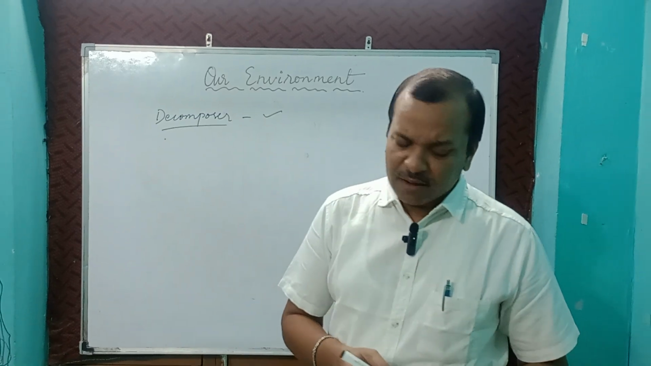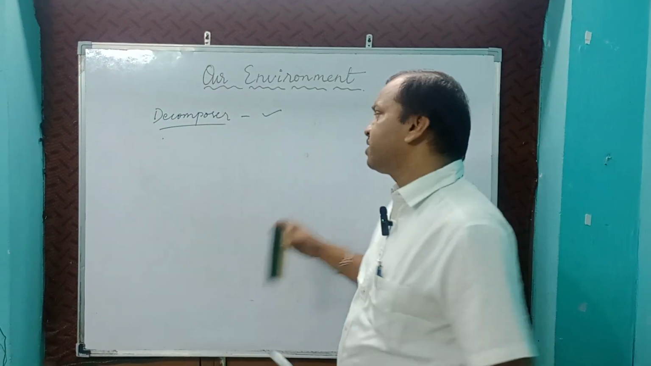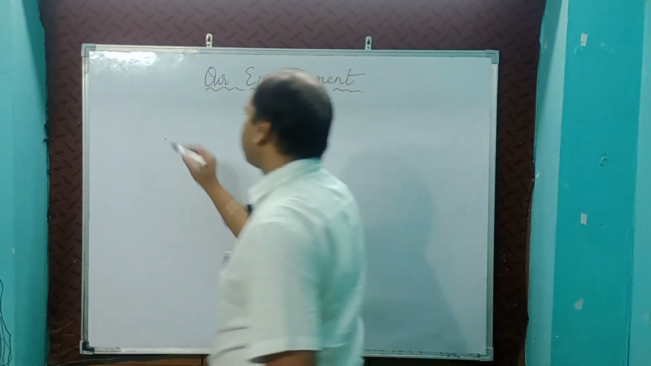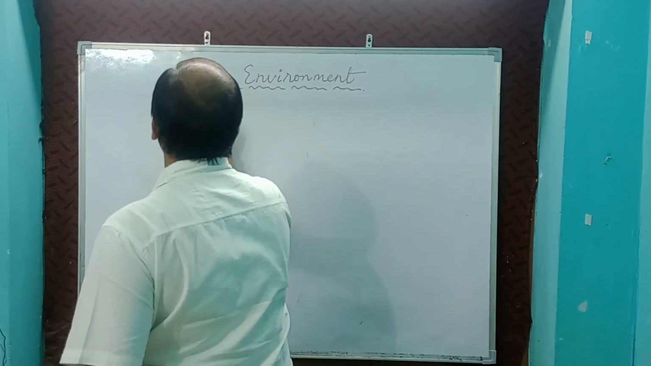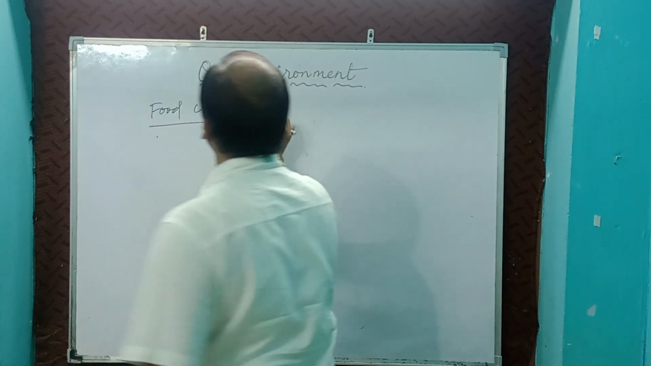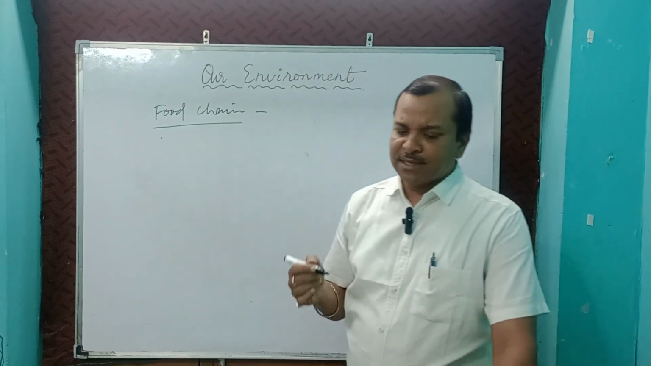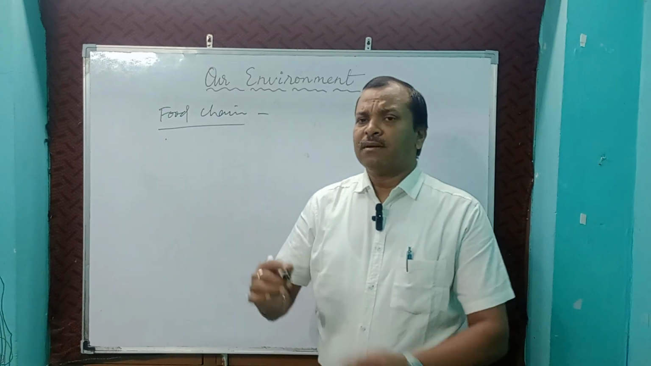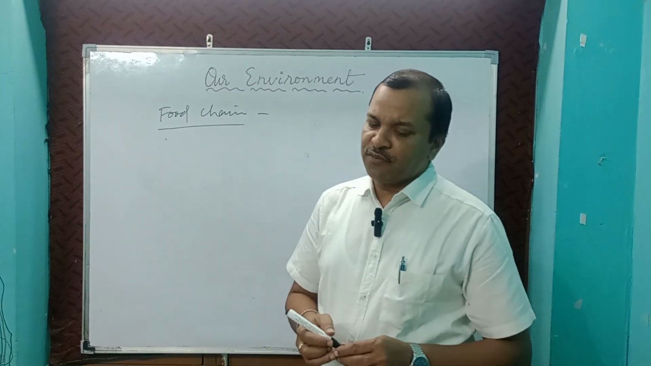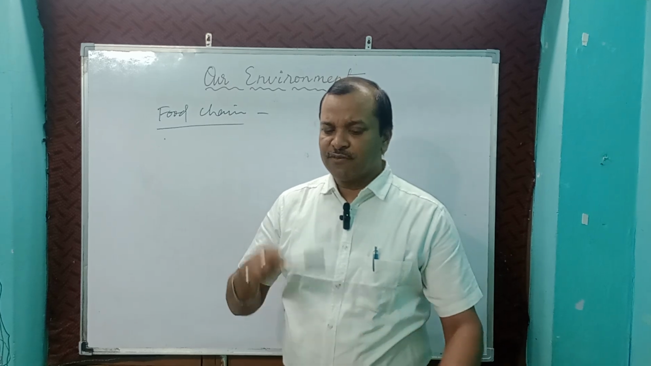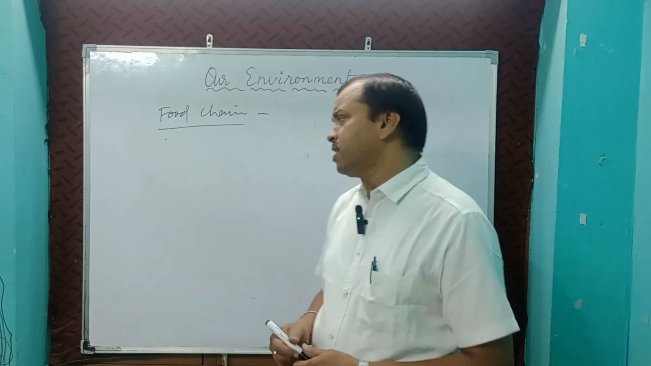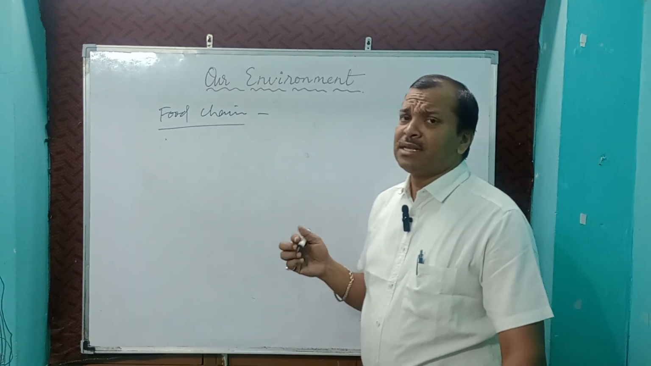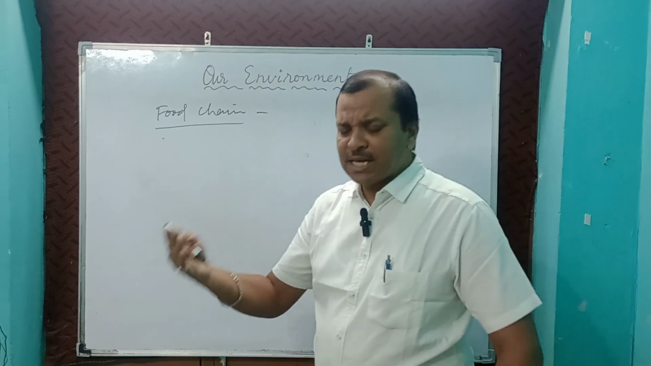Clear? Now let us come to the next topic, that is food chain and food web. What is a food chain? Food chain means one organism will eat another organism and that will continue. The food or energy is transferred from one organism to another organism. With an example you can understand it better, with 3 stages and 4 stages.